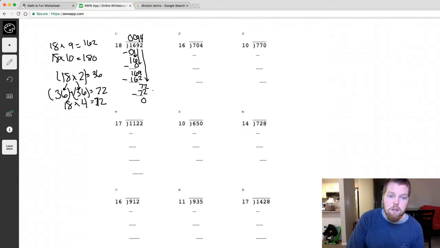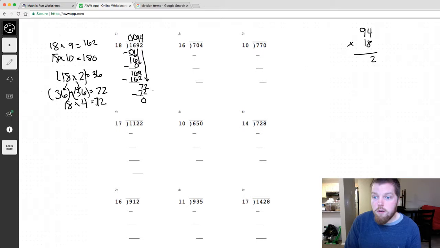And then we can check to be sure our answer is correct by doing some double-digit multiplication. 94 times 18. If you're doing this kind of long division, you should be able to do this kind of multiplication, no problem. So let's whip through this problem. 8 times 4 is 32, carry the 3. 8 times 9 is 72, plus 3 is 75. 0 for our placeholder. 1 times 4 is 4, and 1 times 9 is 9. We'll add those together, and we'll get 1,692, which is our answer there.